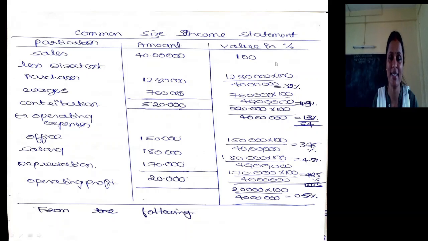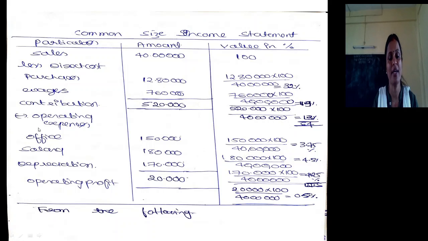So sales is considered as 100. Let's take direct costs. What are all the direct costs? Purchases, wages. So 12 lakh 80, 7 lakh 60. Sales minus direct cost is contribution. So direct cost in relation to sales was 32%. If 40 lakh represents 100, what is 12 lakh 80? It is 32%. If 40 lakh represents 100, what is 7 lakh 60,000? It is 19%. So contribution will become 5 lakh 20. So contribution is 64% of sales.